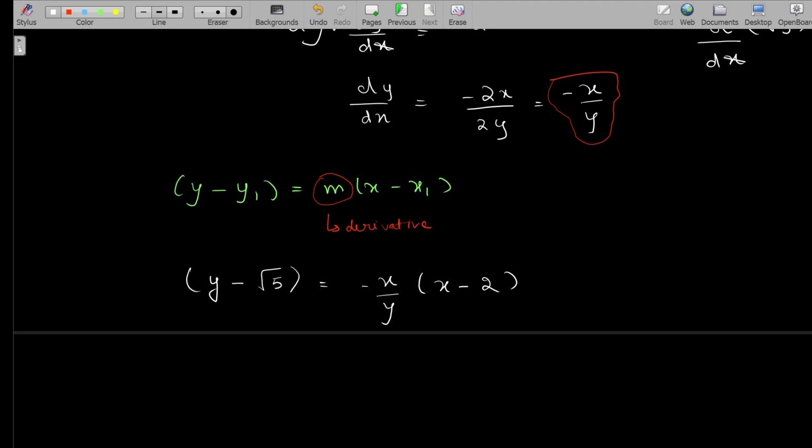It's better that we bring y to the left side, like we isolate y on the left side. So let's try to do this. So we distribute this, so this is negative x square over y plus 2x over y. No, I think multiply by y on both sides.